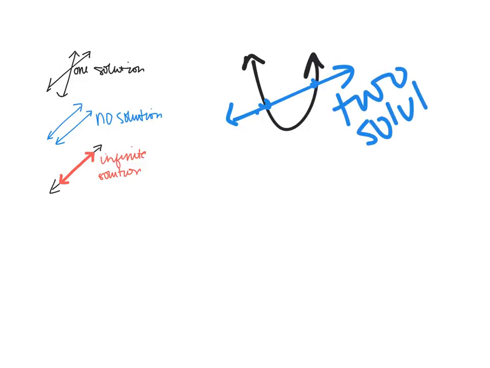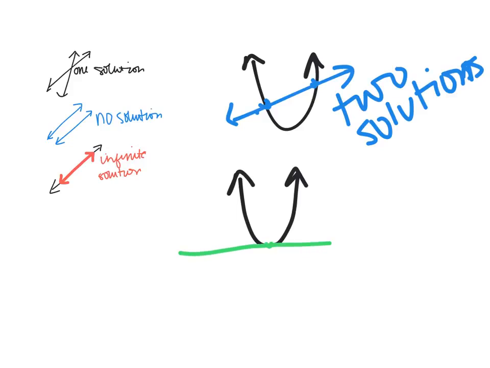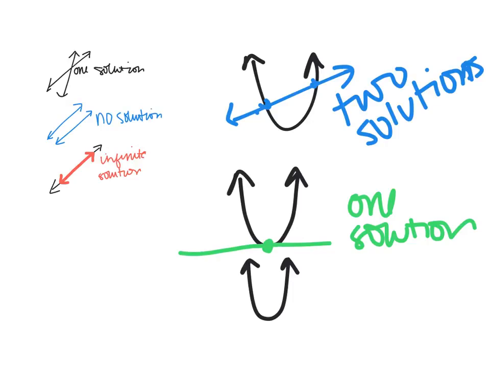What else could happen? One solution. How could it have one solution? Okay, so if the line was on the vertex, which direction? Ooh, I heard horizontal and I heard vertical. It could be both. So if I had a line that was horizontal, it would touch the graph once and it would have one solution. Or I could have, again, a quadratic with a line of symmetry through it that goes through the vertex. It would also touch it once. It would also have one solution.